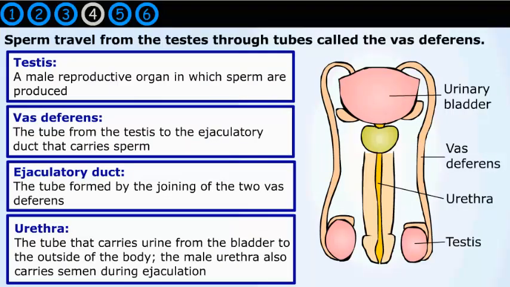Sperm travel from each testis through a tube called the vas deferens. In mammals, the two vas deferens join to form a short ejaculatory duct. The ejaculatory duct in turn joins to the urethra, which carries urine from the bladder to the exterior by way of the penis.